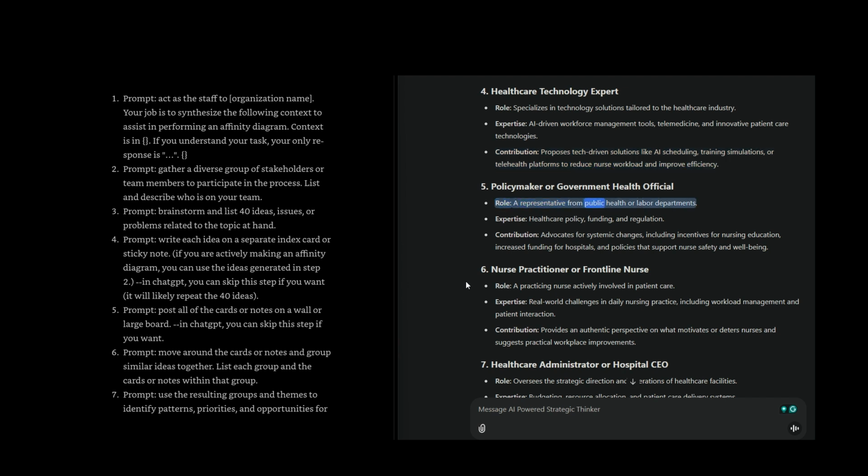5. Role: a representative from public health or labor departments. Expertise: healthcare policy, funding, and regulation. Contribution: advocates for systemic changes, including incentives for nursing education, increased funding for hospitals, and policies that support nurse safety and well-being.